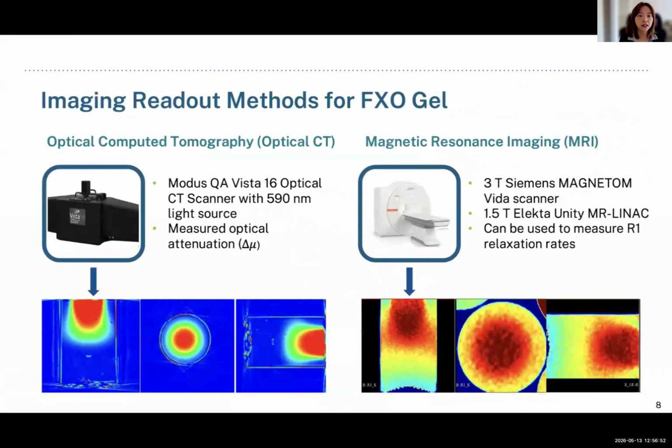So what does that tell us? That tells us that FXO gels can be read out using two imaging modalities, one by optical CT and the other by MRI. Optical CT uses a 590 nanometer light source to measure optical attenuation, which arises from that visible color change from orange to purple after irradiation. MRI measures the R1 relaxation rate that's influenced by the concentration of radiation-induced ferric ions. The images below show an example of an optical attenuation map and an R1 map, which were acquired from their respective modalities.